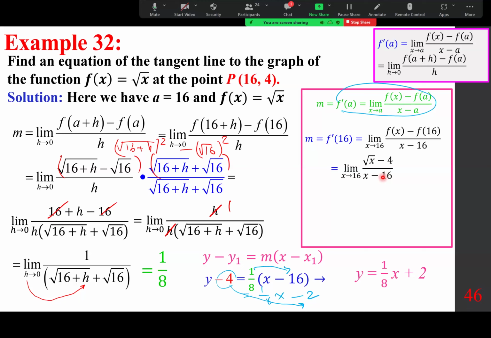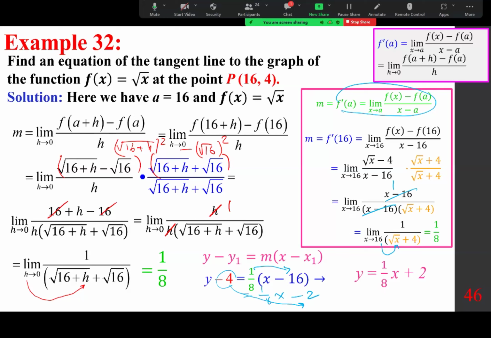The technique is to multiply by the conjugate of the numerator, which is square root of x plus 4, and divide by it. So the numerator will give you x minus 16. The denominator you never ever distribute. You just keep it the way it is. So we didn't do anything to the denominator. Clearly, we can drop x minus 16. And we get this one. I hope you realize if you put 16 here, you get 4 and 4, 8. So 1 over 8.